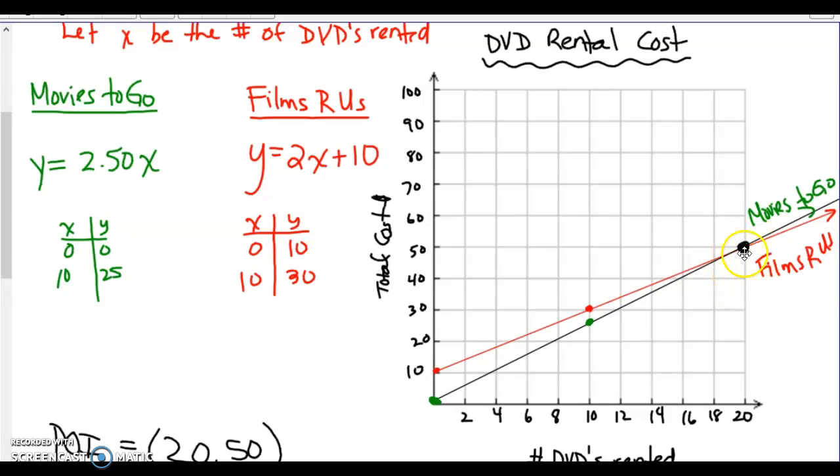So what happens is I have this point of intersection. Now my intersection point happens at (20, 50). So that means that when I rent 20 DVDs at Movies to Go, I need to pay $50. When I rent 20 movies at Films R Us, again I have to pay $50. So it's the same cost to rent 20 DVDs.